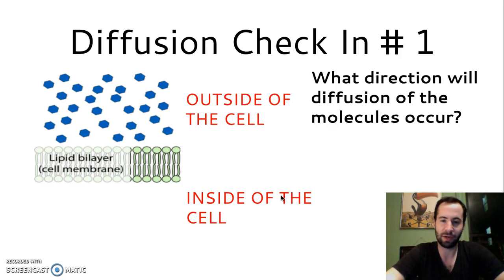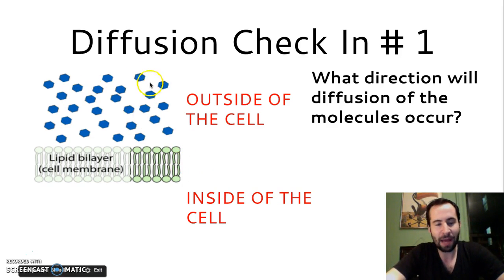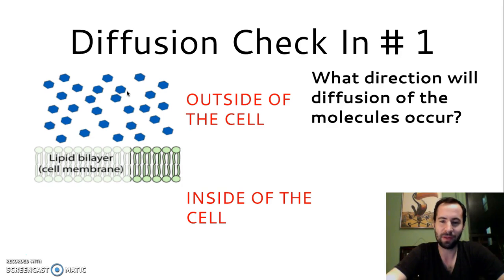So let's check in here, okay? So you see here is the outside of the cell. Let's pretend that this is the inside of the cell. This is the cell membrane with its two layers. Which direction, based on what you know about diffusion, do you think these molecules will diffuse? Do you think that molecules are going to go this way? And molecules are going to go this way. This one's pretty easy. It's a warm-up. So what do you think?